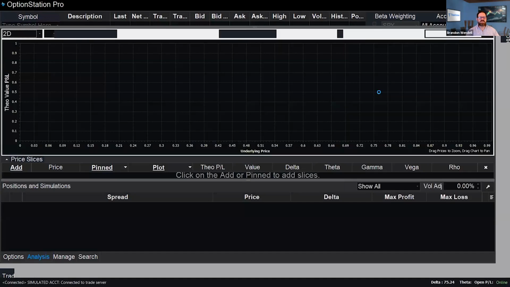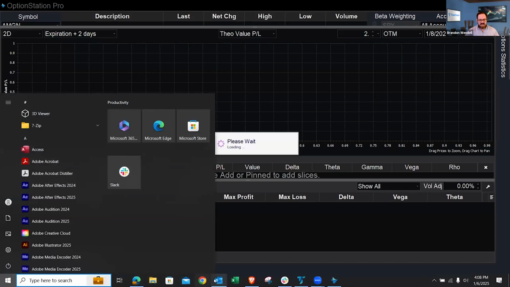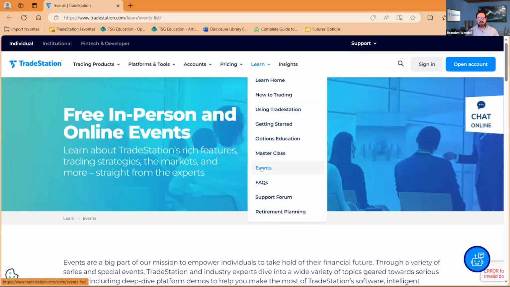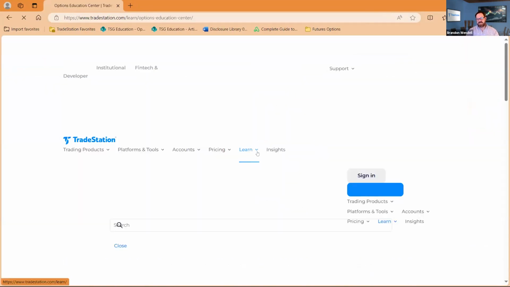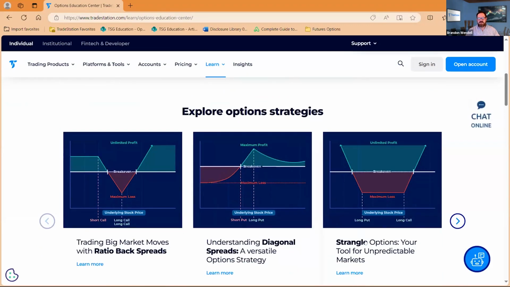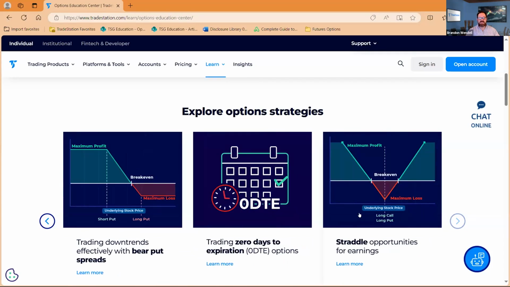Now, the strategies I'm going to be focusing on for today are talked about in the options education center. So if I go out to tradestation.com right here under options education, I'm going to be talking about straddles and strangles. And in that options education page, if you need more information about the strategies themselves, this is where you'll find them. So right there, you've got Strangles, options, your tool for unpredictable markets. And if you scroll all the way to the right, the very first one that was created here is straddle opportunities for earnings. And this is kind of apropos for right now as well, because we're coming into earnings season.